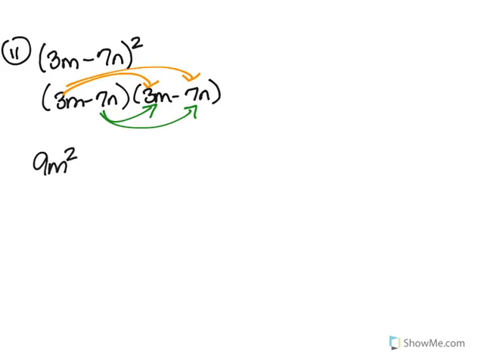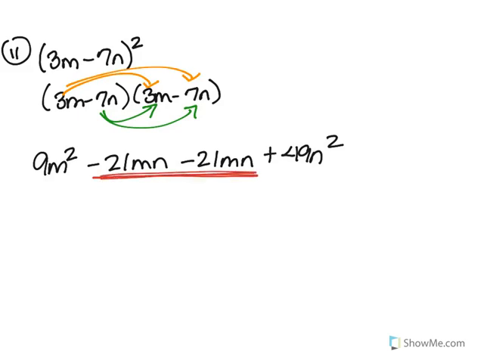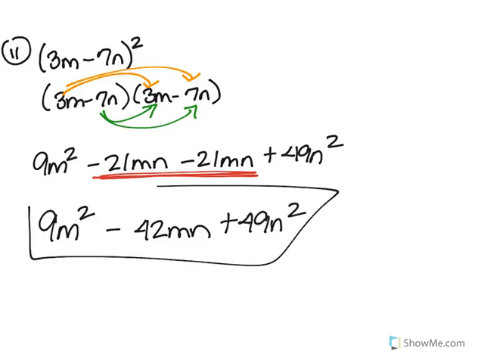9m squared minus 21mn, minus 21mn, plus 49n squared. Good. And then we can combine the middle. So we've got 9m squared minus what? 42mn plus 49n squared. Y'all see that?